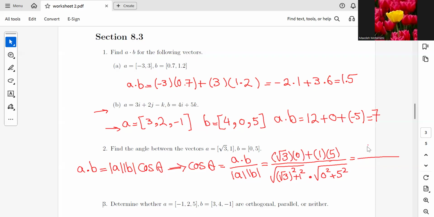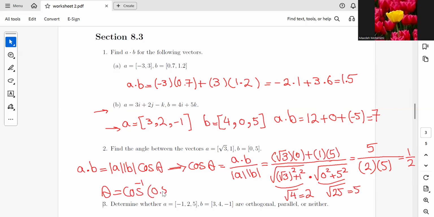So altogether, for the top, we have 5. For the bottom, this one is a square root of 4, which is 2. And in here, this is square root of 25, which is 5. So we would have 2 times 5, and we would have 1 over 2, or halves, for the answer. So we have seen so far that cosine of theta is halves. So what is theta? Theta would be cosine inverse of halves, or 0.5, or 1 over 2, which is pi over 3, or 60 degrees.